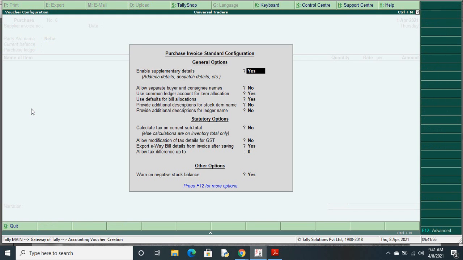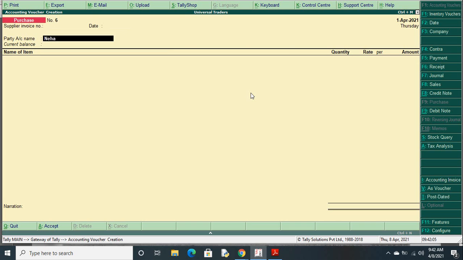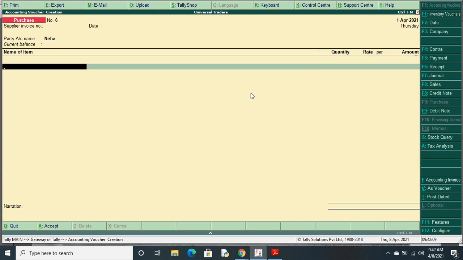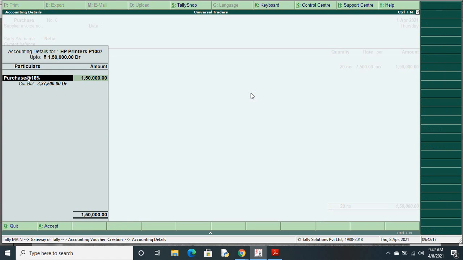Now, let us assume I am removing this option. Use common ledger as no. Now see what will happen. Here I have selected HP printers. It will ask additional accounting details, it will ask for each and every item. Purchase at the rate 18%.